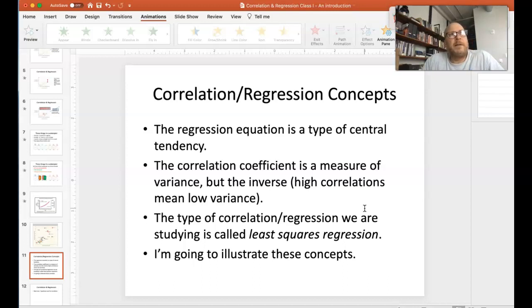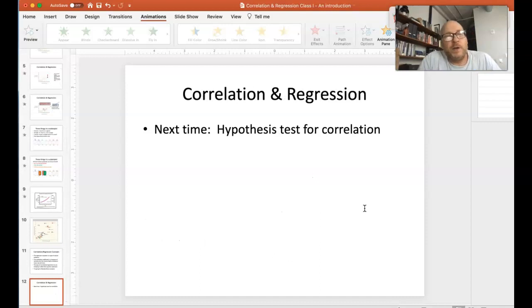The type of line, as I mentioned in that one slide, is called a least squares regression line. I'm going to have to illustrate that in another video. So I think what I'll do next time is show you how to do the hypothesis test for correlation, and then we can do a little bit of exploration about how to interpret it and how to think about predictions.